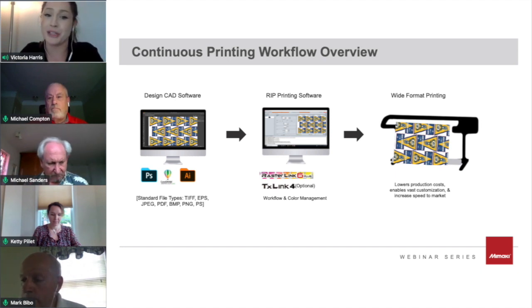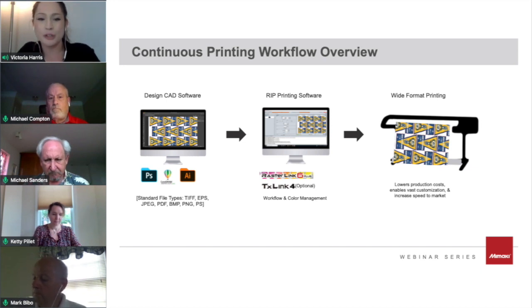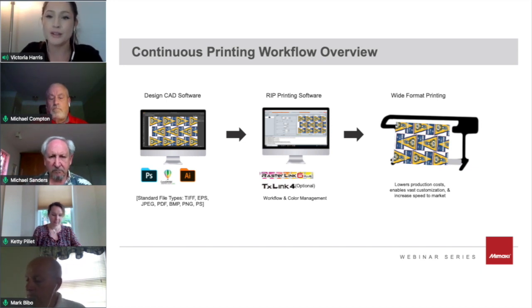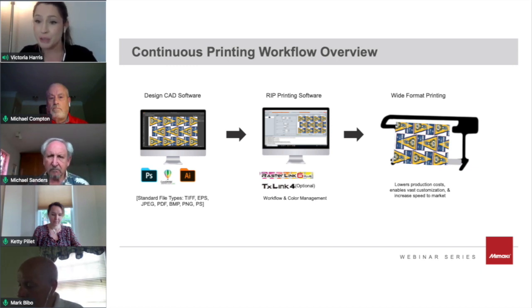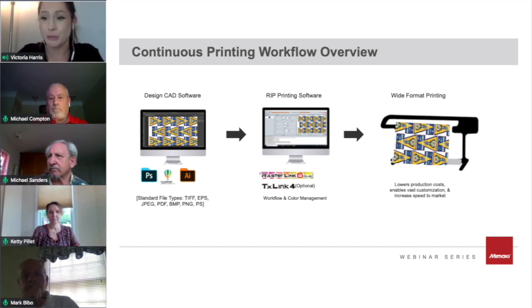Mimaki provides RasterLink 6 Plus when you purchase a printer. You also have the optional TX-Link 4 software. From the RIP software, you would then move into the printing production. And for the wide format printing, you're able to do the vast customization, lower your production costs, and increase your speeds to market.